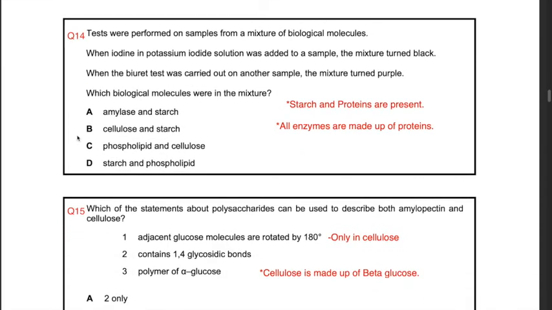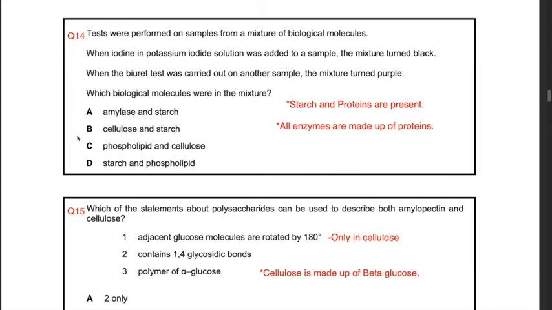Question 14. Tests were performed on samples from a mixture of biological molecules. When iodine in potassium iodide solution was added to a sample, the mixture turned black. When the biuret test was carried out on another sample, the mixture turned purple. Which biological molecules were in the mixture? If the mixture turned black when adding iodine in potassium iodide solution, that means starch is present, because blue-black is the positive test result for starch. And when the biuret test is carried out, the test result is purple, that means proteins are present.